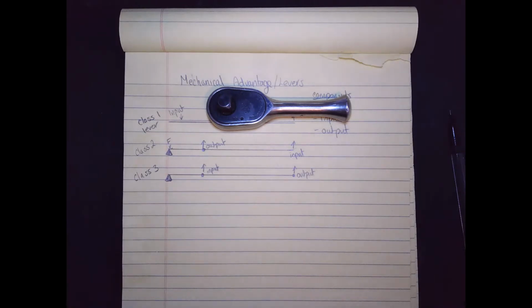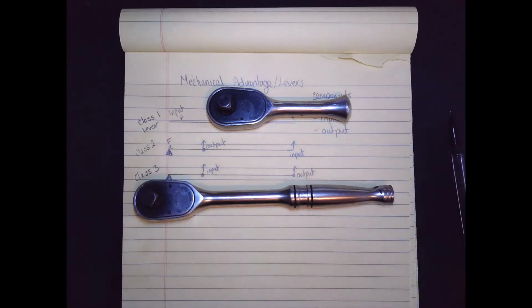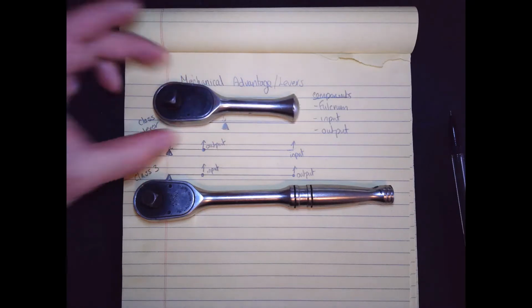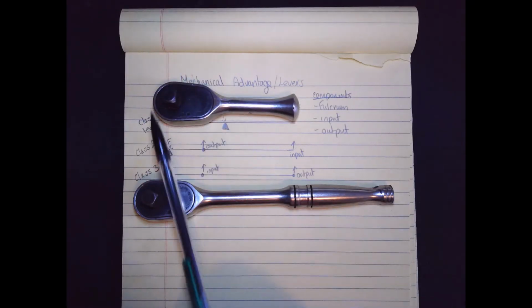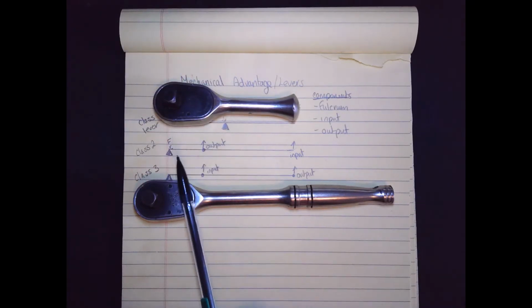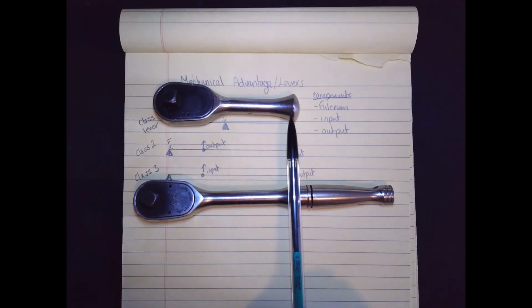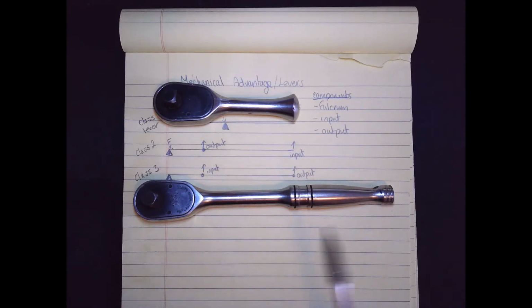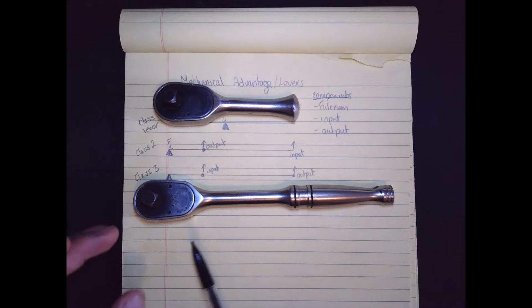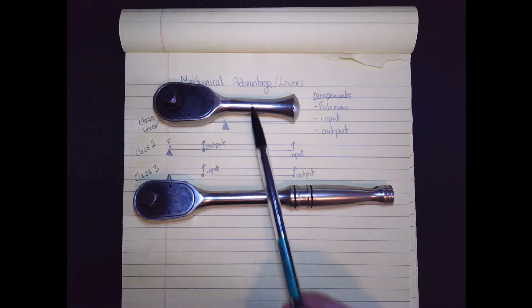Now, instinctively, what you'll do is you'll go to a bigger ratchet, right? What you're actually doing is varying the distance between the output of the ratchet, which is the drive, and the input, which is the handle, right? And we all know, kind of instinctively, that if we have a bolt that we can't move with this ratchet, we're going to get a longer ratchet.